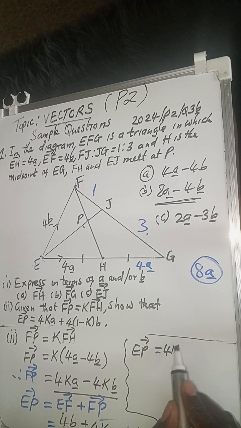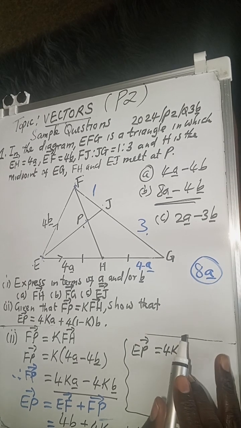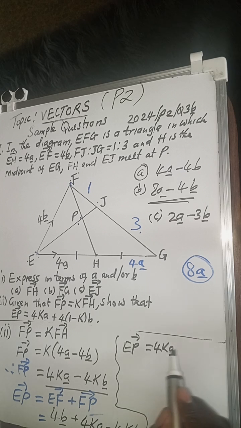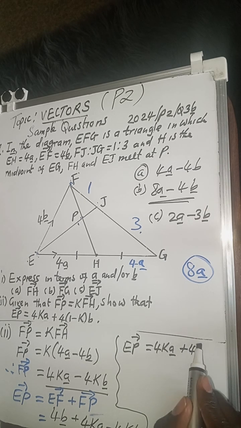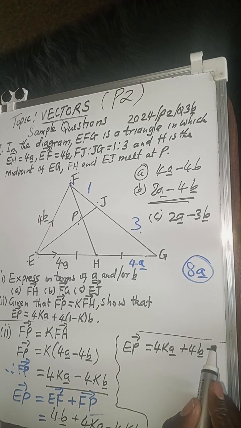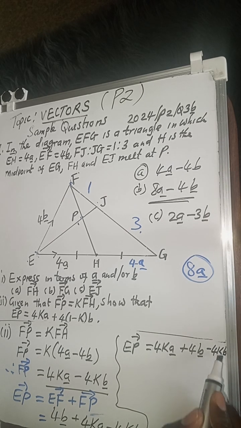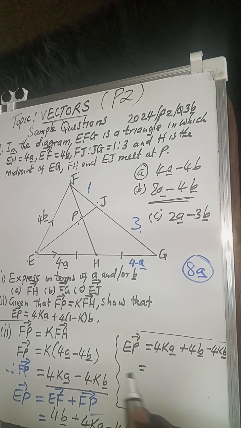So it will be 4k vector A. Then if I notice there, I'll have this one here just to arrange in that sequence, plus 4 vector B minus, I'll get this one there, 4k vector B there. So now EP will be equal to 4k vector A.